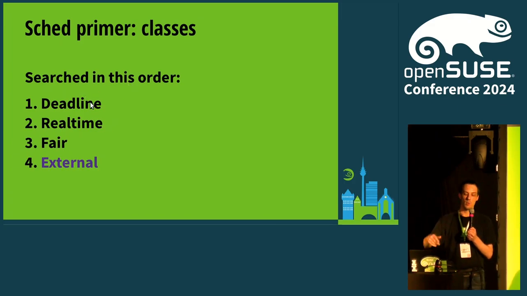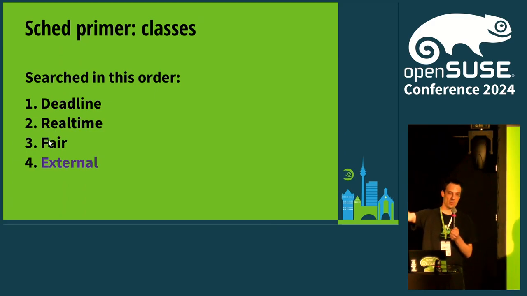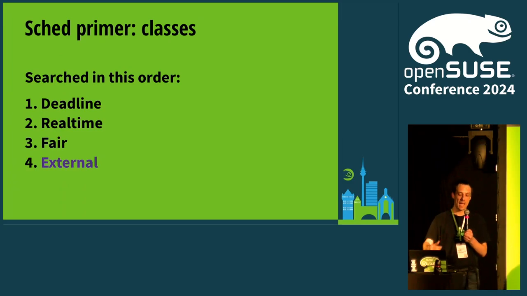So it goes to the most urgent one, which is called deadline. Is there anything to do in deadline? No? Okay, next one. Is there anything to do in real time? No. Next one. Is there anything to do in fair? Oh, yes, I have a thread in fair. So it picks a thread in fair. At the next iteration of the scheduler, it's going to go again doing this search, starting from the top. So is there anything to do in deadline? Is there anything to do in real time?